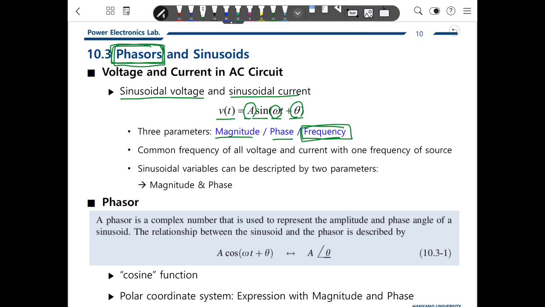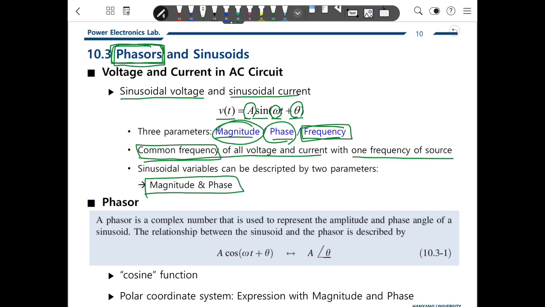But we know that if there is one frequency source, then all variables of voltage and current have the same frequency. So if we know the frequency, then we don't need to calculate the frequency anymore because frequency is fixed. So all voltage and current have a common frequency, the own frequency of the source. Then we need to consider only two variables. What's that? Magnitude and phase. So we want to deal with the variables with only two variables, the magnitude and phase.